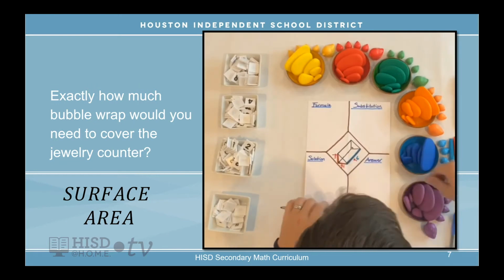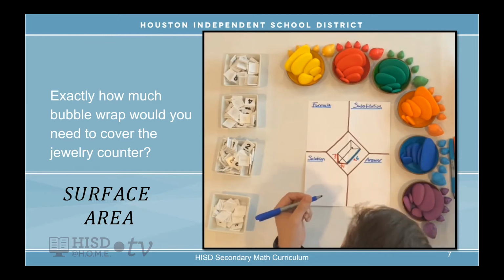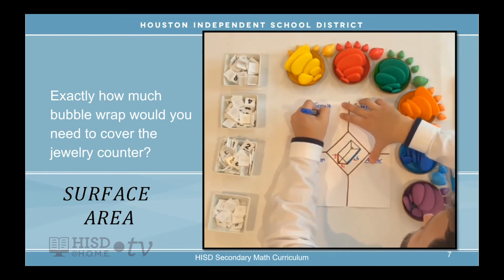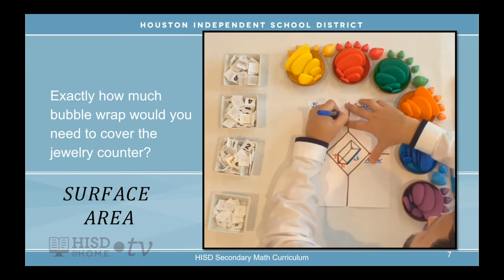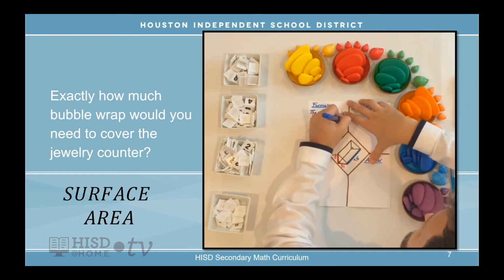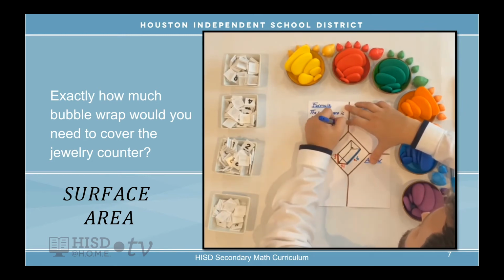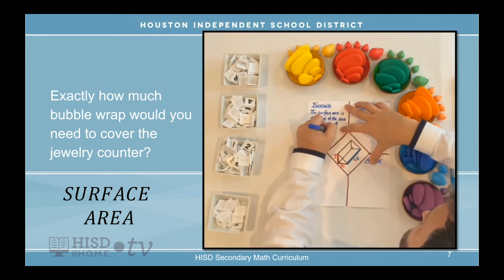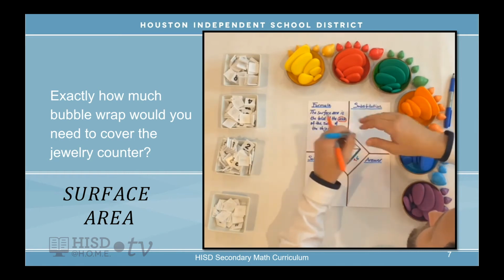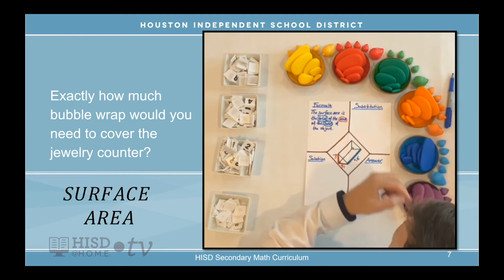Now let's dive in to example number 2. Same jewelry counter, exactly how much bubble wrap would you need to cover that counter? Well, remember the surface area is the combined total area of each of the sides of the object. So we'll need to know not only the area, but also how many sides and the lengths.